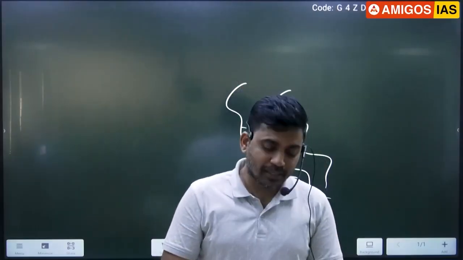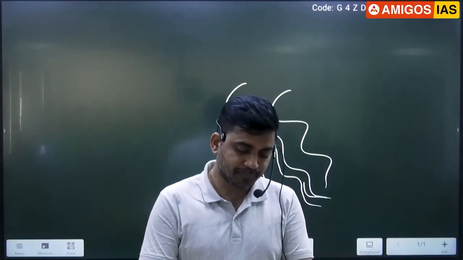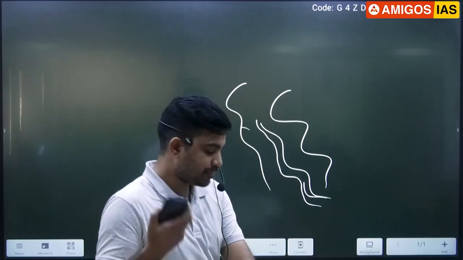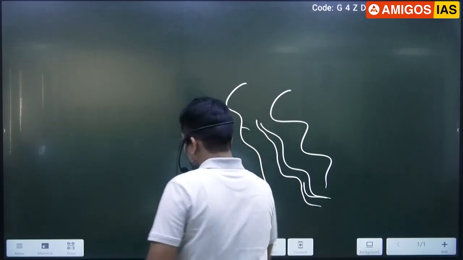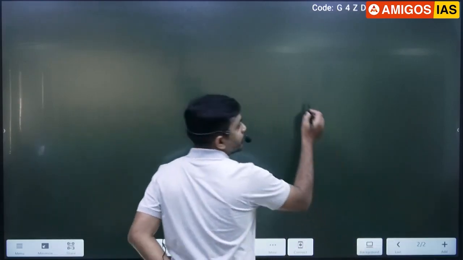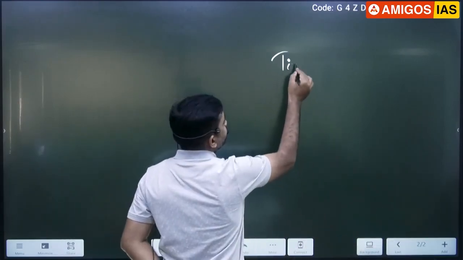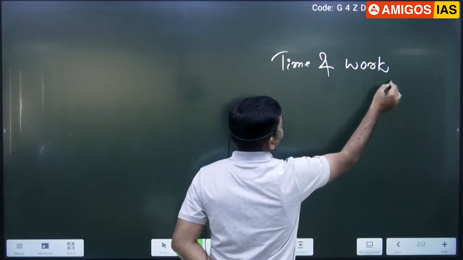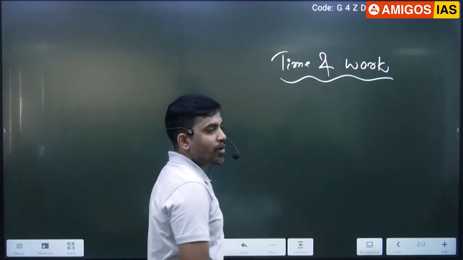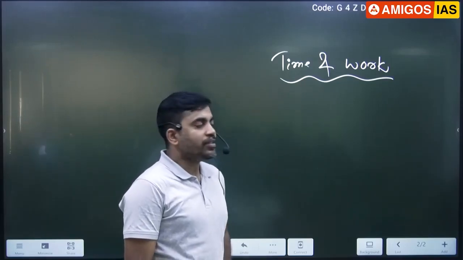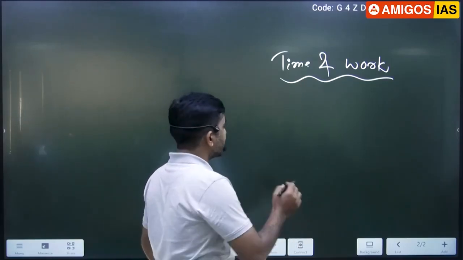Today's topic is time and work. This is one of the easiest chapters. So first I'll explain with a simple example.